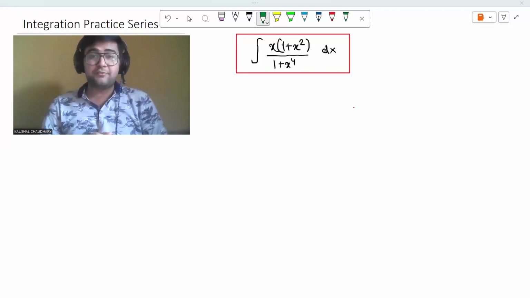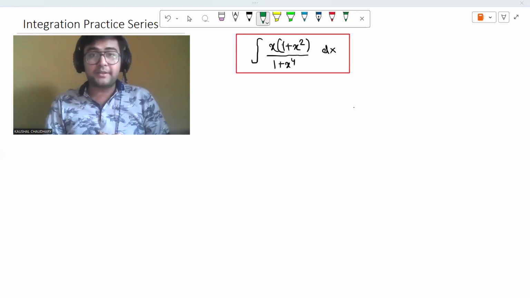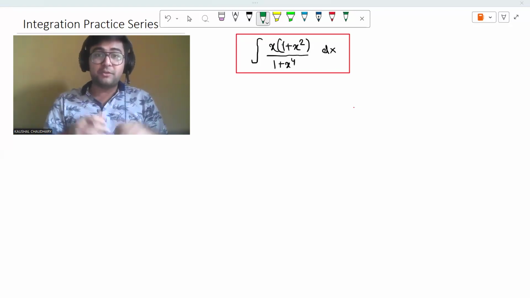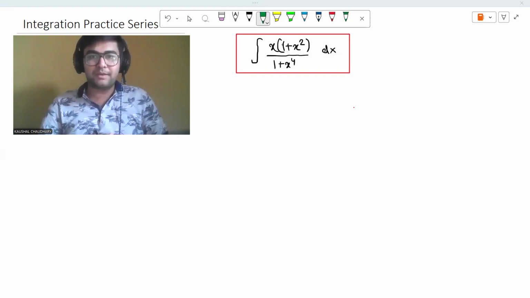This question is from the integration using substitution topic from class 12 maths. It is one of those important board exam questions which appears tricky, but once you identify the correct substitution, it becomes very easy to comprehend and solve.